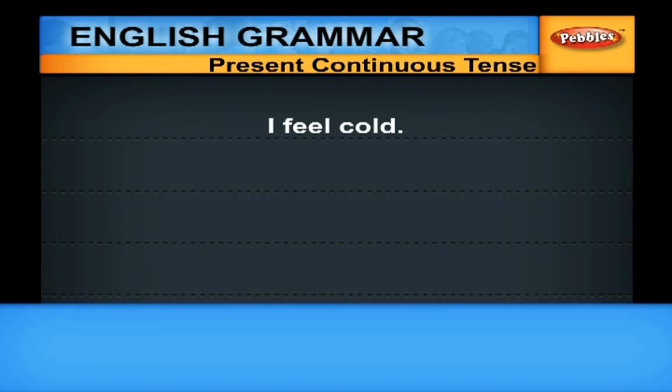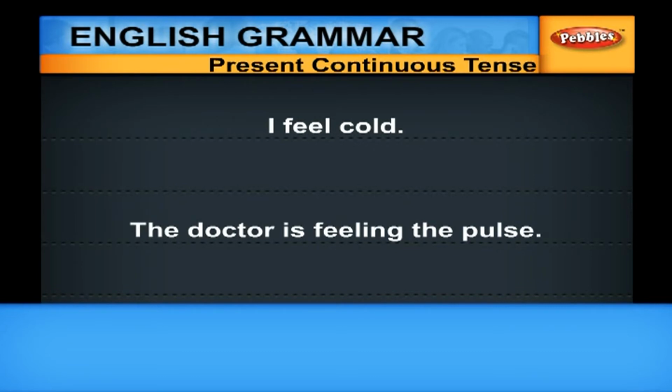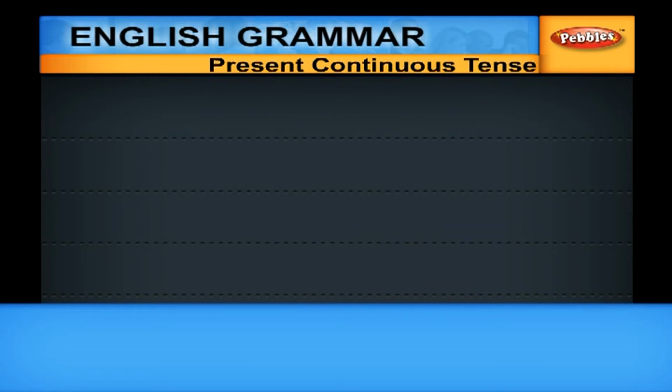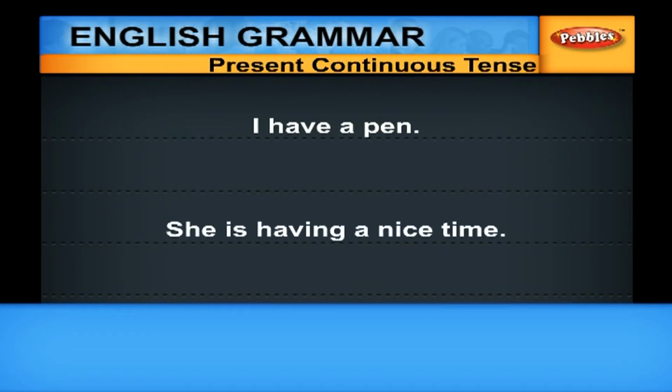Of course, you can say, the doctor is feeling the pulse, where it is acceptable. But we don't say, I'm feeling bad. We have to say, I feel bad. Similarly, you have to say, I have a pen. It is incorrect to say, I'm having a pen. But you can say that she is having a nice time, where it is acceptable.